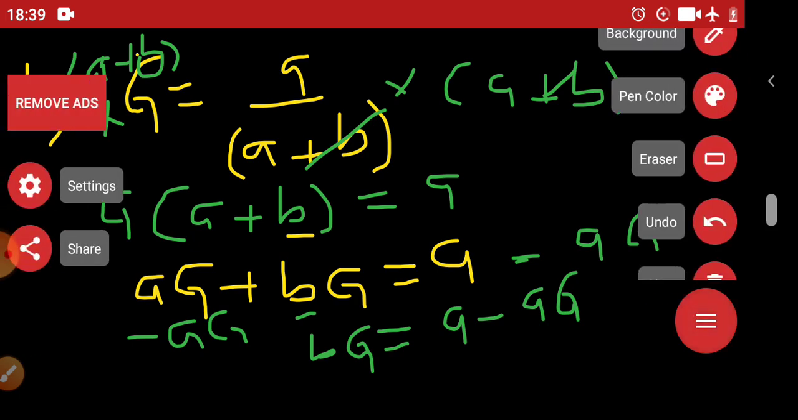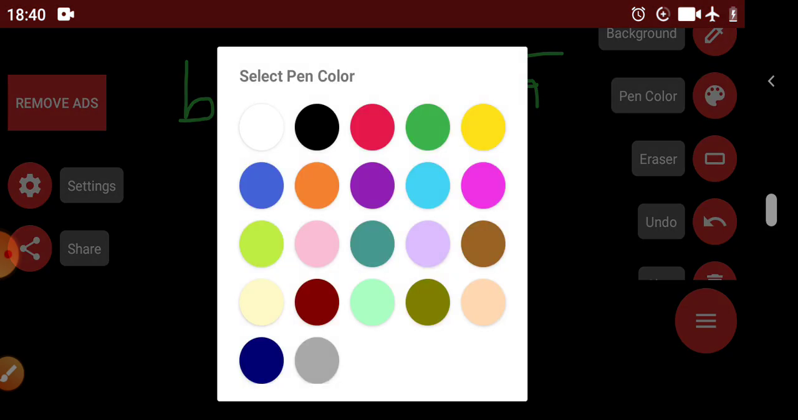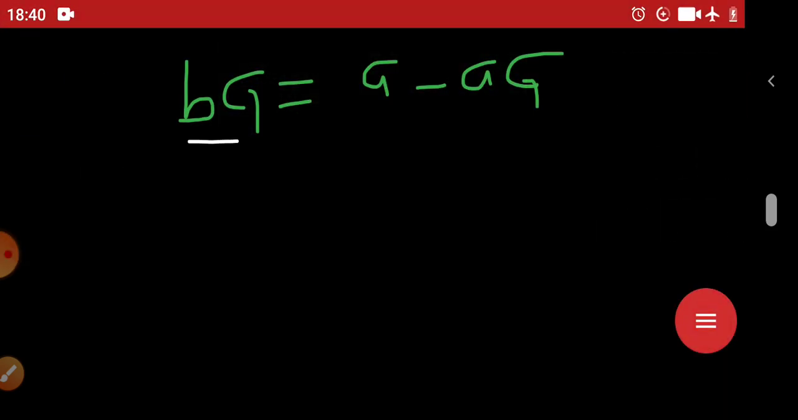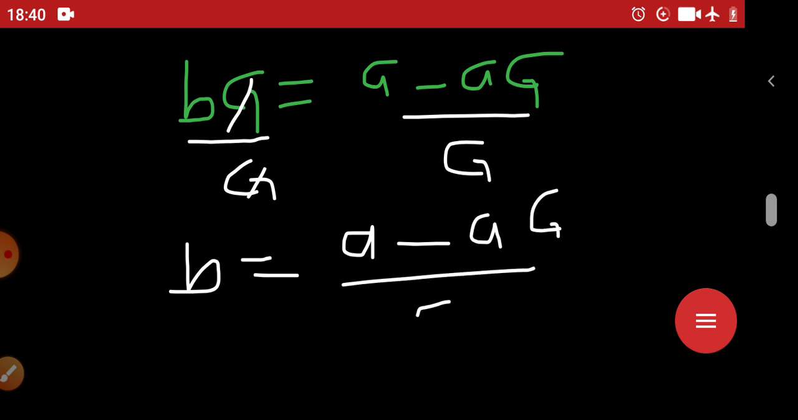So let me write again. It's bg equal to a minus ag. So because g has multiplied b, we need to do the inverse of multiplying, which is dividing, so dividing by g both sides. So this g cancels this, and we are left with b is equal to a minus ag, all divided by g.